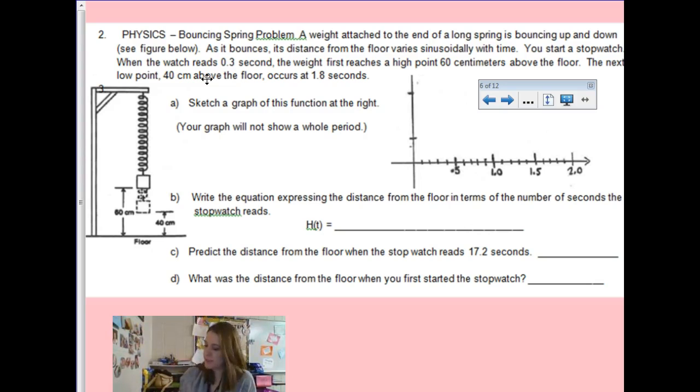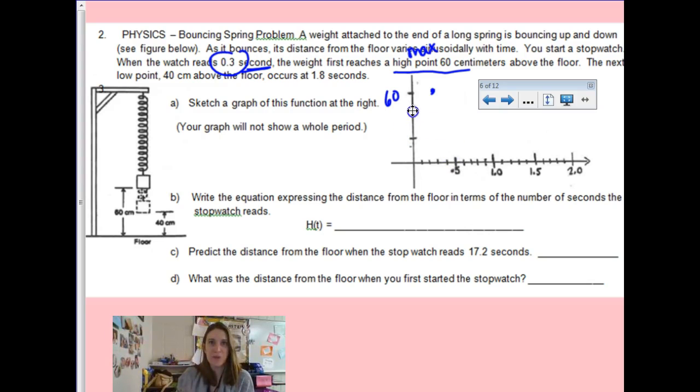So if we start reading some clues here, it says the distance from the floor varies sinusoidally. So again, it's telling us it's a trigonometric function. And you start the stopwatch. When the watch reads 0.3 seconds, the weight reaches the high point of 60 centimeters. So this is another one of those at 0.3 seconds, which is counting by tenths. It's going to reach this maximum line up here, which apparently is 60 centimeters.